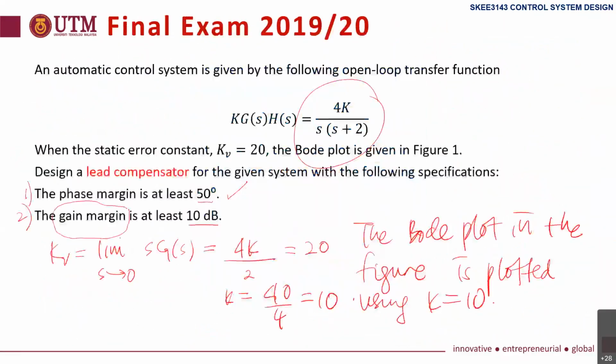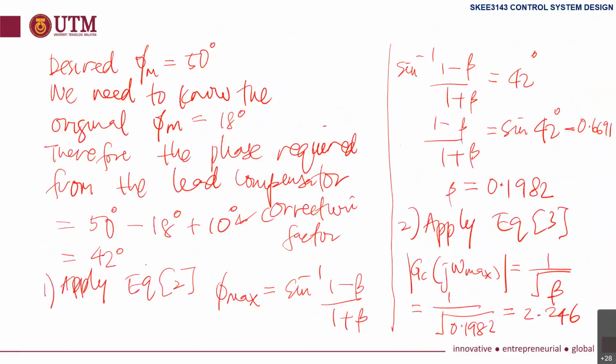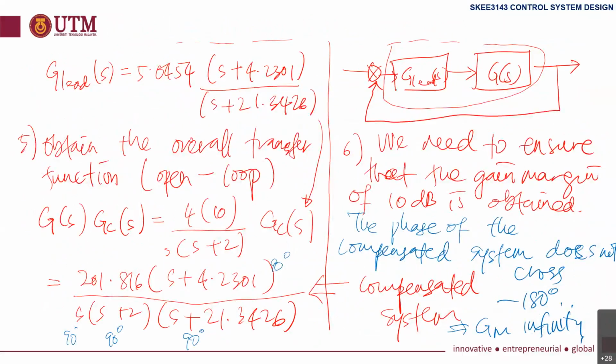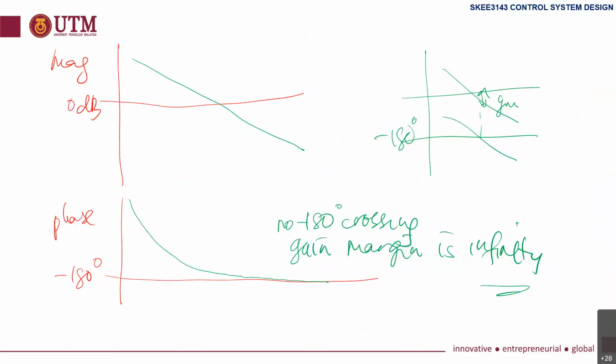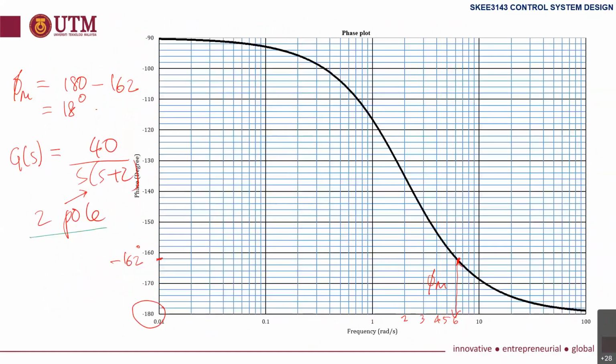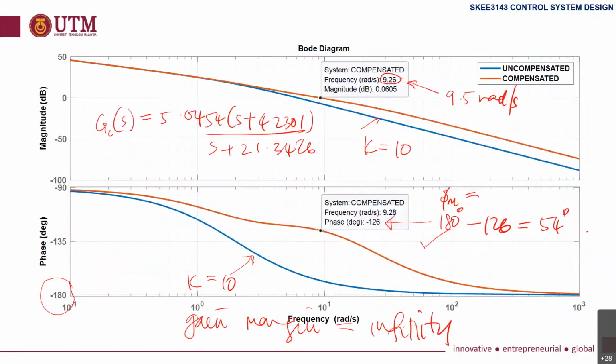We start from here. You need to understand this because, as I mentioned, lead and lag will normally come out in the final exam, so you have to do it. I think lead is easier than lag compensator. For lag you need to draw the Bode plot, although it is not that difficult. If you follow the steps, it should be okay. But for lead you only read some data from the Bode plot.